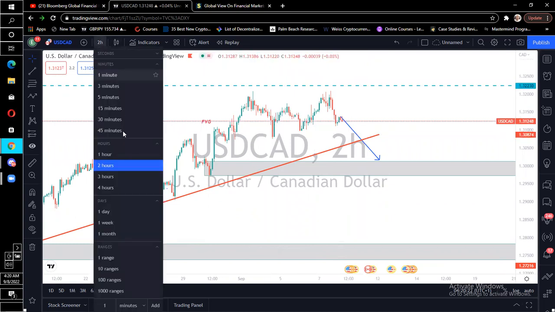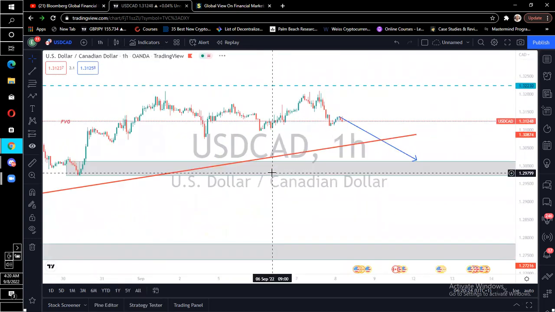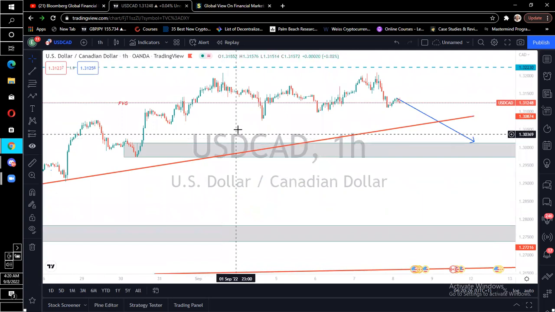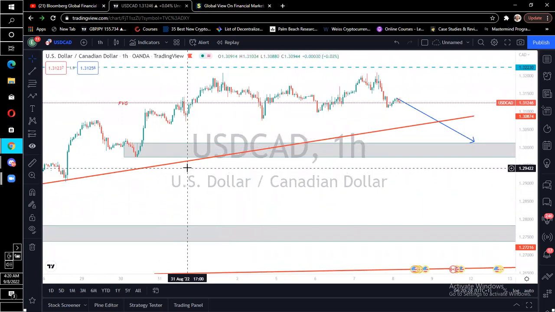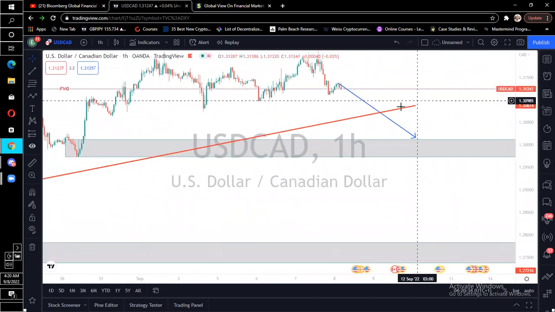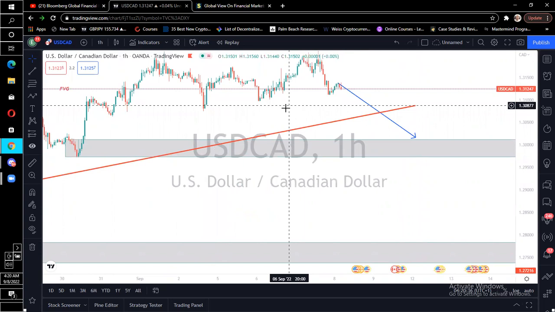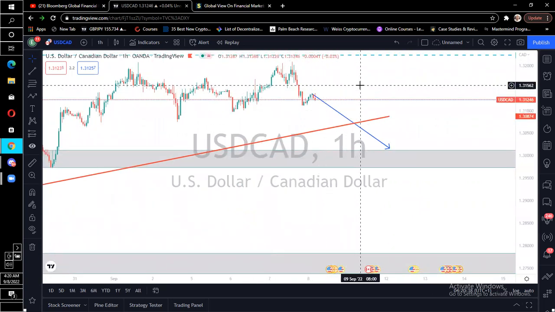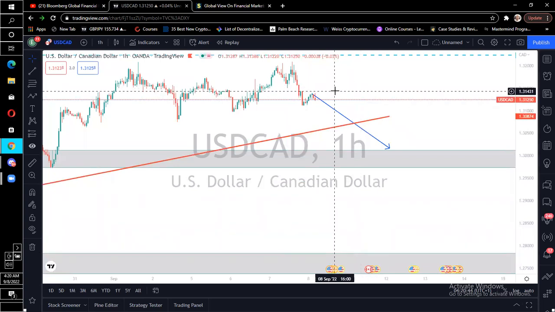For now, we're seeing a push to the downside. That is what we're seeing for now.